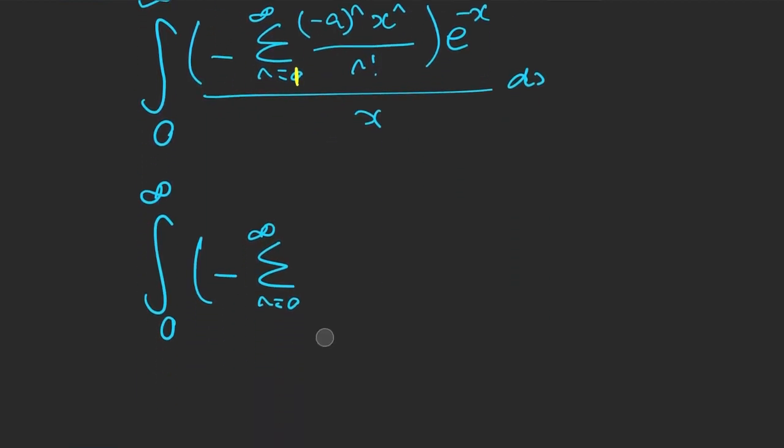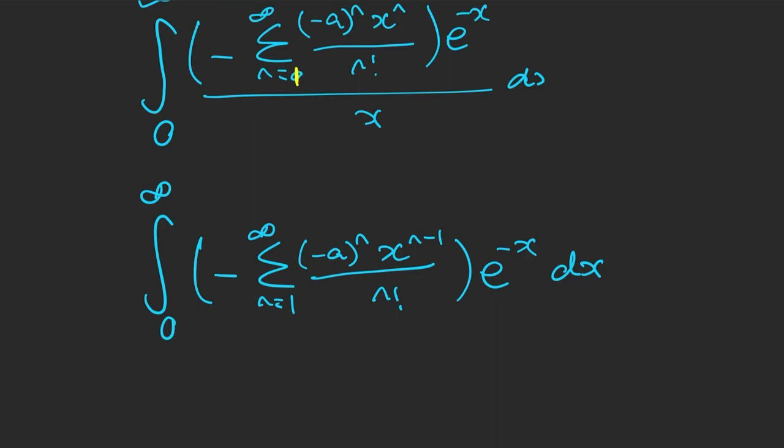So let's go ahead and correct that. So it's actually the sum from n is 1 now. We've sort of re-indexed it a little bit. Okay, well, this is going to be negative a to the power of n, x to the n minus 1 now, over n factorial times e to the negative x dx.